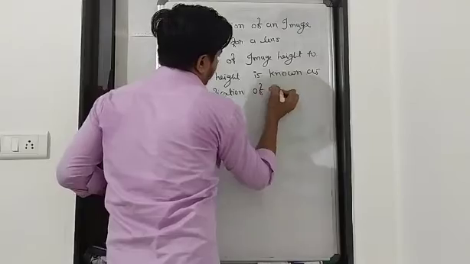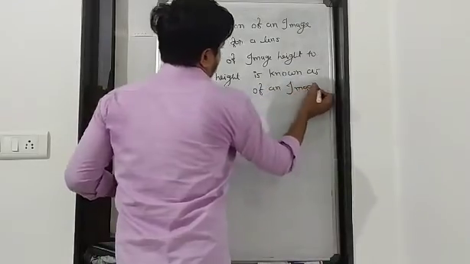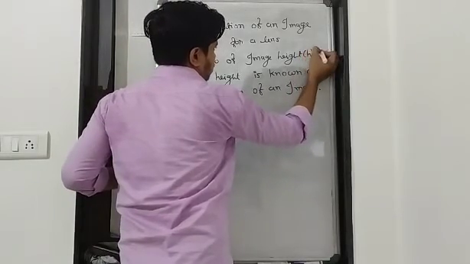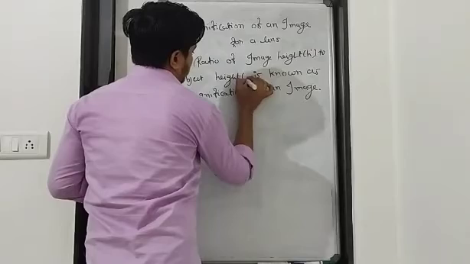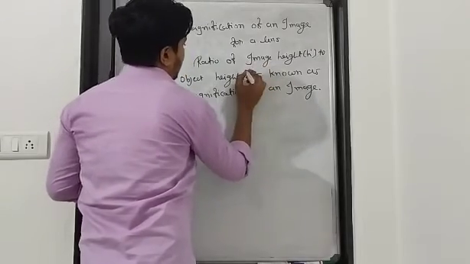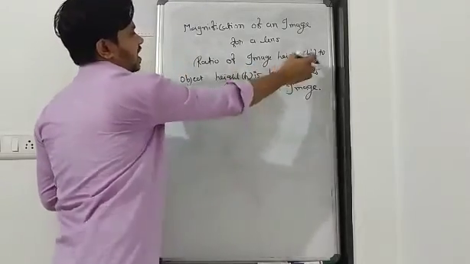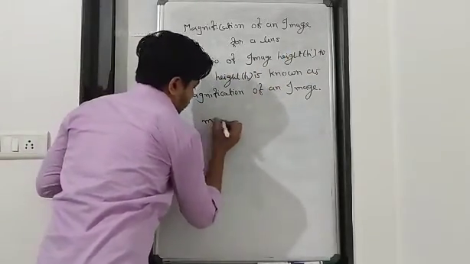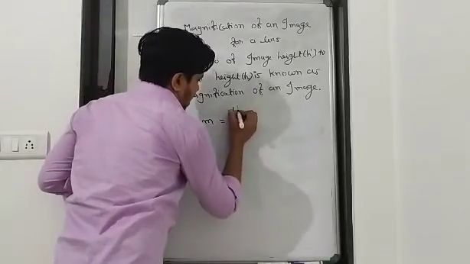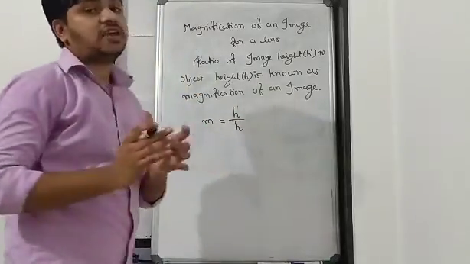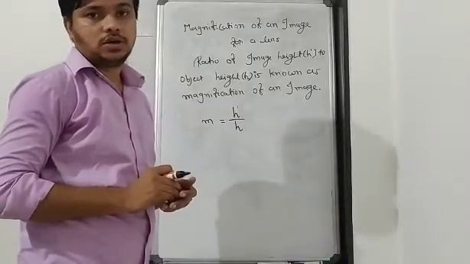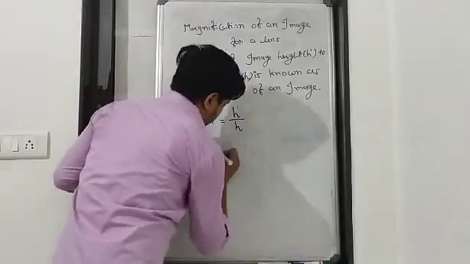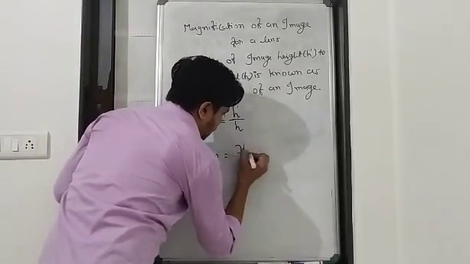According to it, the image height is generally denoted by h dash and the object height is generally denoted by small h. So the ratio of image height to the object height is known as magnification of an image, which is denoted by m. So m is equal to h dash by h, which is the same formula as for mirrors. For a mirror, magnification of an image. Just the difference is in the second formula, which is m is equal to v by u.